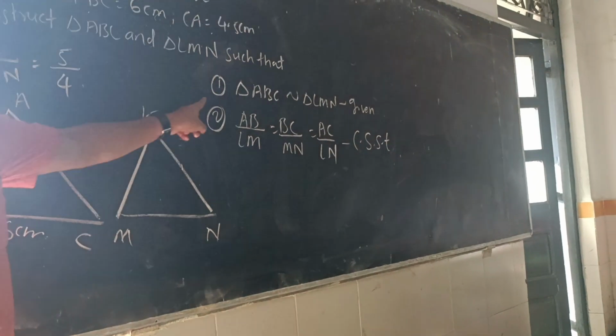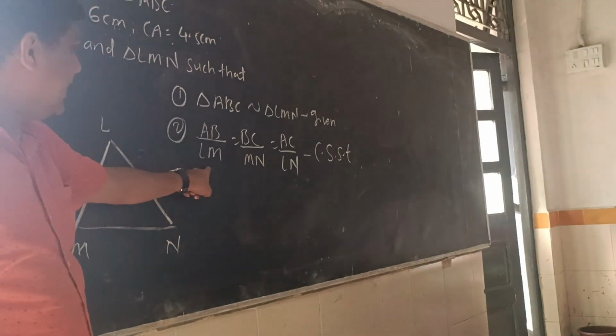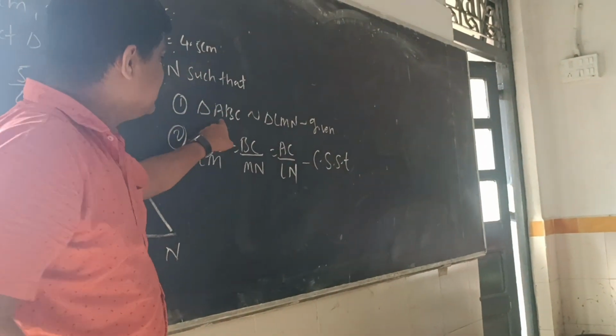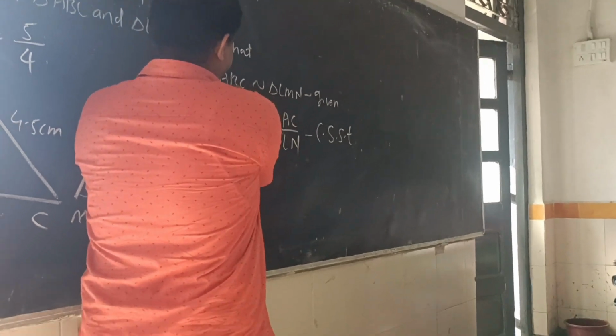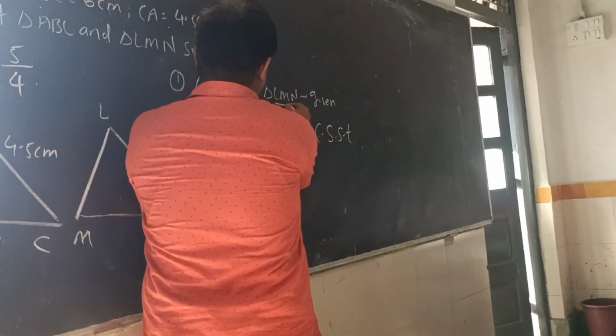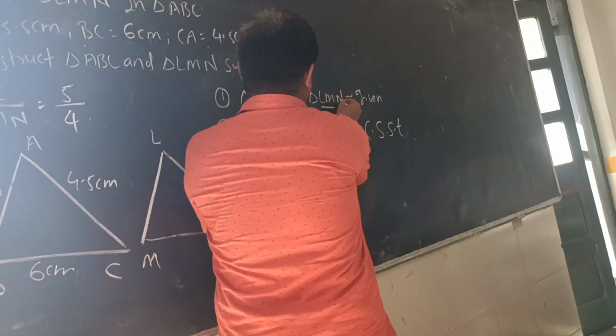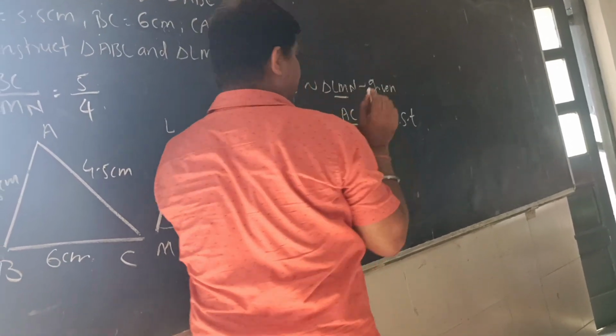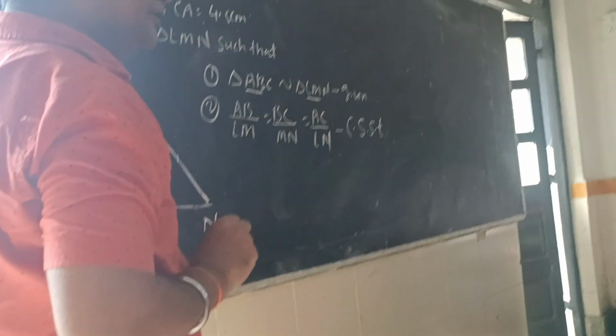Okay, first you write down the name of the triangle. After that, how do you take the sides? You can just see that. No need to see the diagram. AB upon LM, BC upon MN, and AC upon LN. Okay. Now third one, you substitute the values.